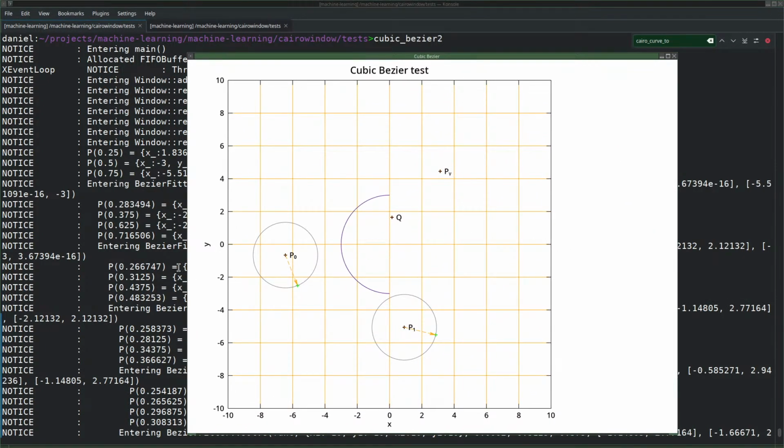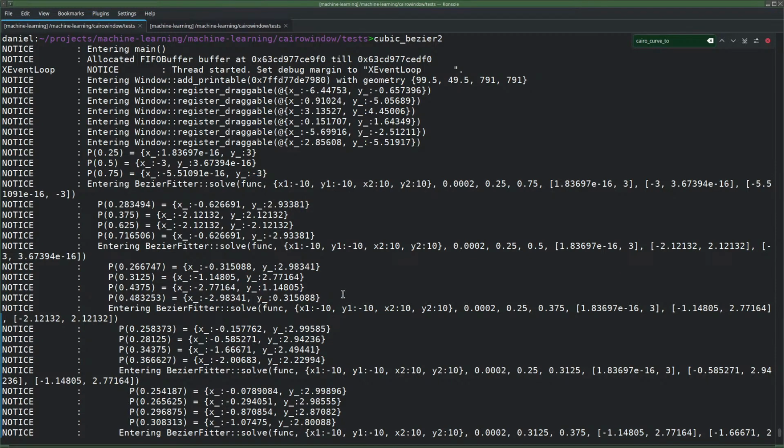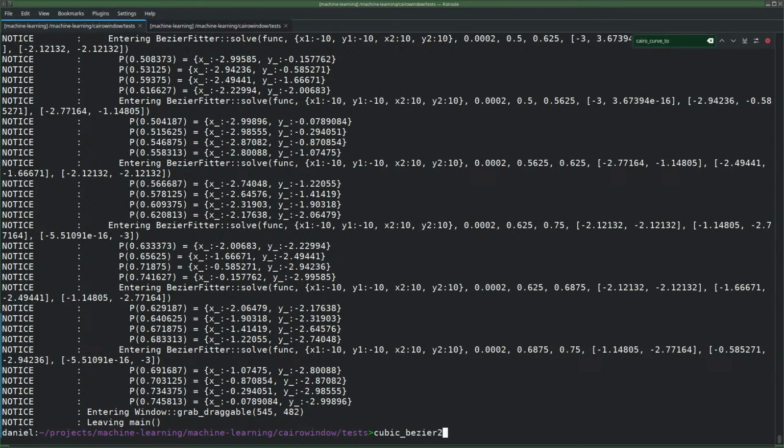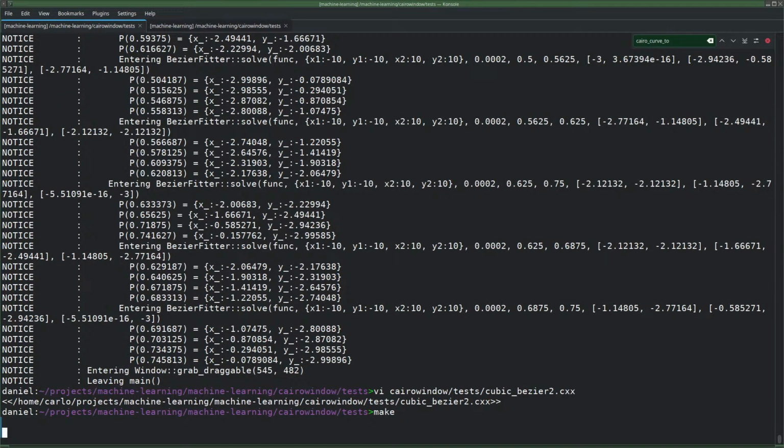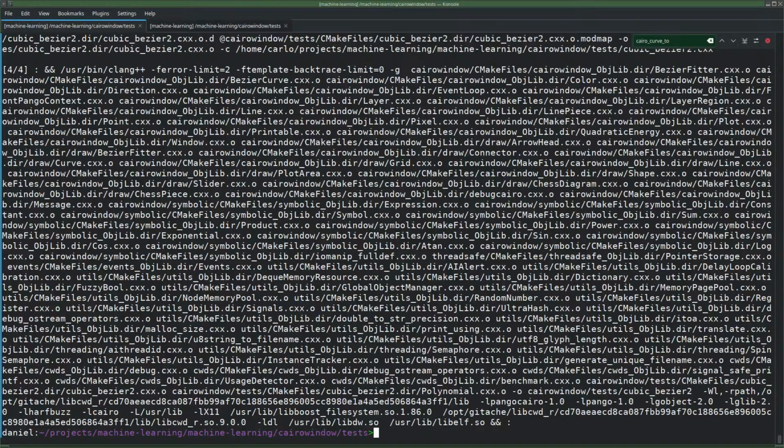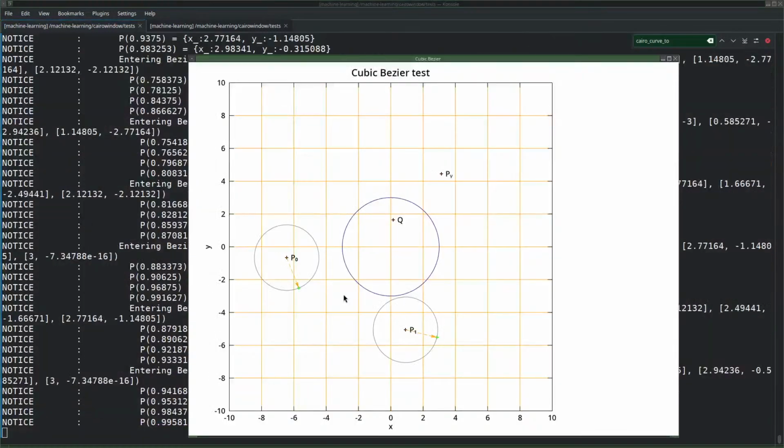Okay, let's draw a whole circle then. It's easier to see. Perfect circle.